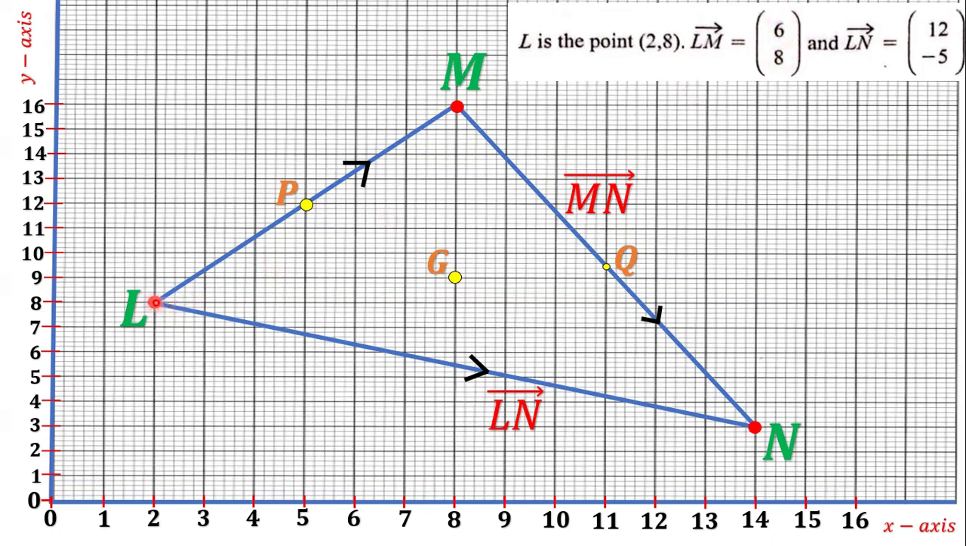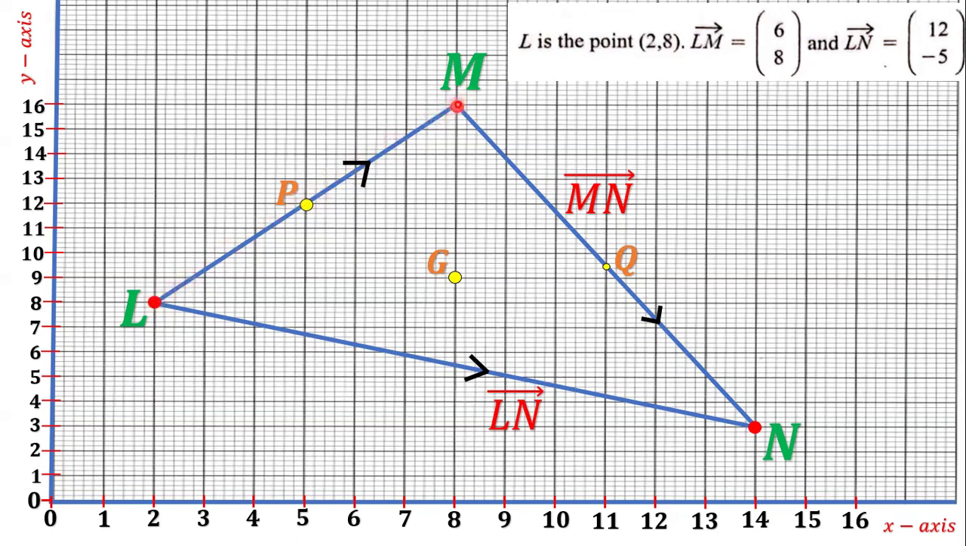So we move 6 from L: 1, 2, 3, 4, 5, 6. Then we go 8 up: 1, 2, 3, 4, 5, 6, 7, 8. That means the point M is right here. Let me draw a line and put our arrow. So this is the vector LM.